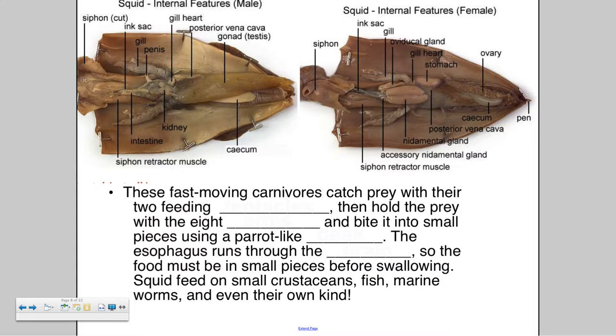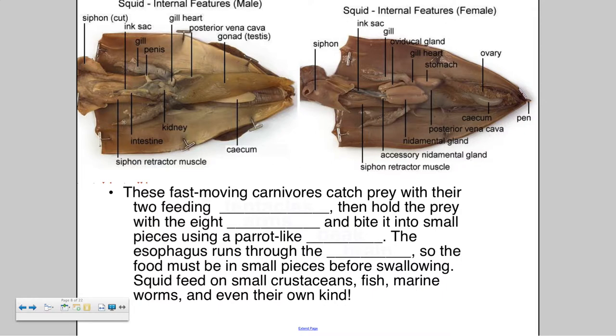This is the siphon cut open. Here you have, this is the male, so this would be the gonads. This is where they hold the sperm. This is the female, so this would be her ovary where she actually holds her eggs. This is the pen that goes all the way down from the tip of the squid, all the way down its back by its eyes, which allows it to have that movement to go up and down. Trying to see what else is in there.